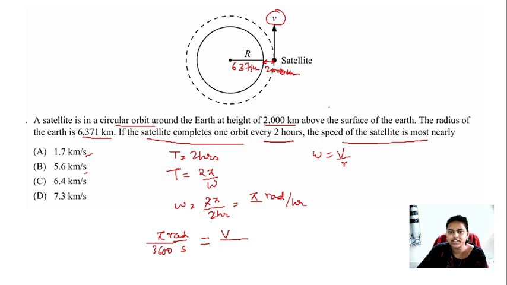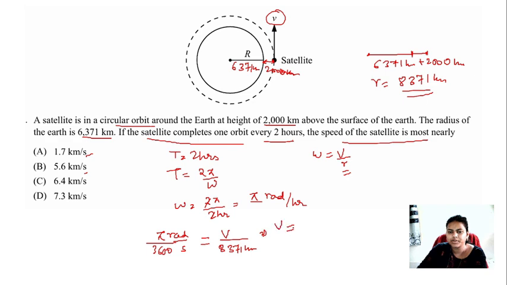And what is the radius? What is r in this case for the circular path? From the Earth's center to the satellite, what is the distance? It is 6371 kilometers plus 2000, because from the Earth's surface the satellite is at 2000 kilometers. So it would be 8371 kilometers, the total r.